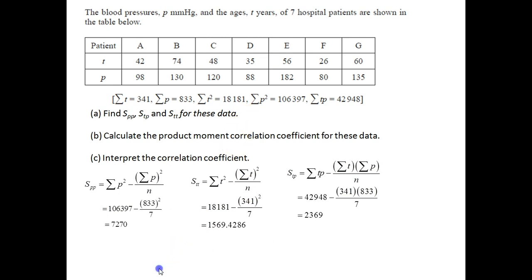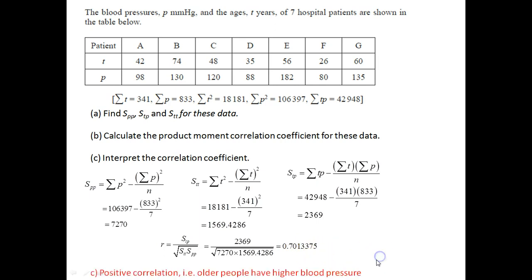The product moment correlation coefficient is given as that. So working those out with our numbers, we get 0.701 and so on. Interpreting this, it's positive correlation, therefore older people have higher blood pressure on average.